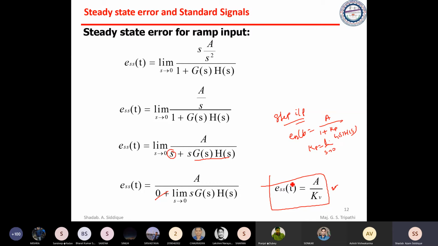Okay, what is the ess for ramp input? Ramp input ess is equal to A divided by Kv, where Kv is equal to limit s tending to 0 of s into G(s) into H(s). Okay, I hope this is clear.